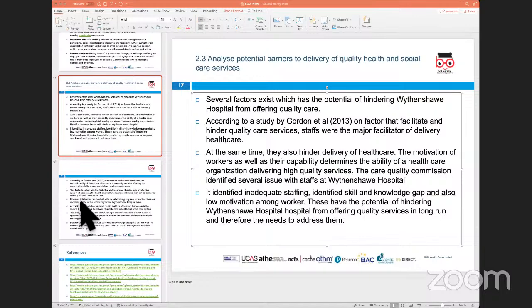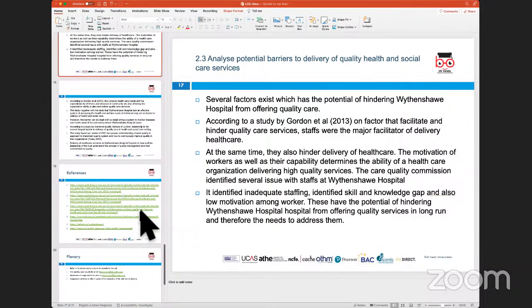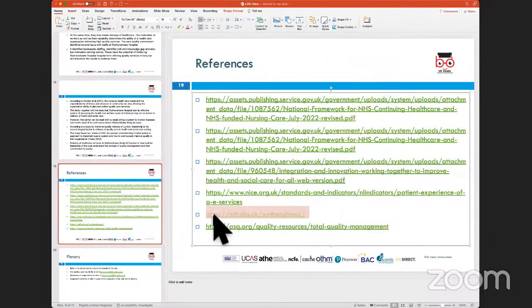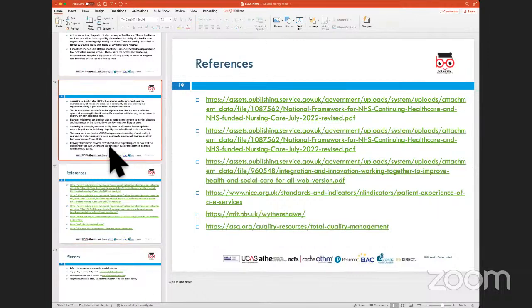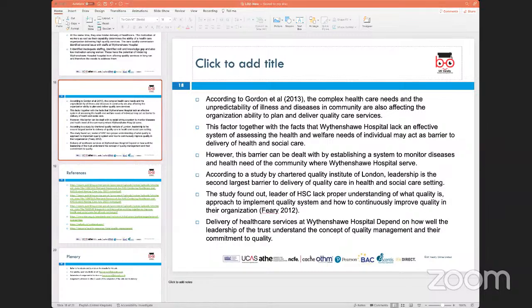Now, when we talk about these potential barriers, we need to be able to take an example, because here it talks about analysis of potential barriers. So my suggestion would be to take an organization in mind. What I've done is I've gone into your hospital's website, which is there as one of the references. You can go into the hospital website, download the CQC report and the rating, and read into some of the reasons why the regulator has asked the hospital authorities to put a corrective action plan in place.